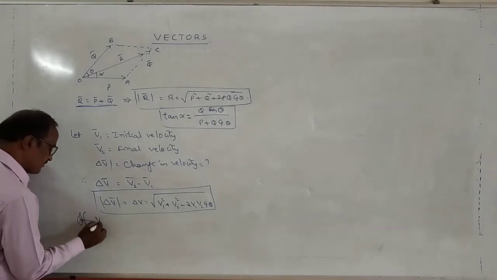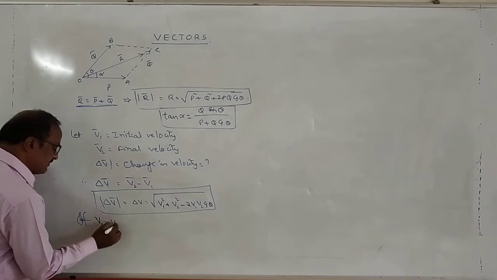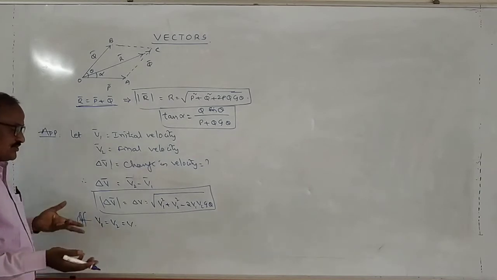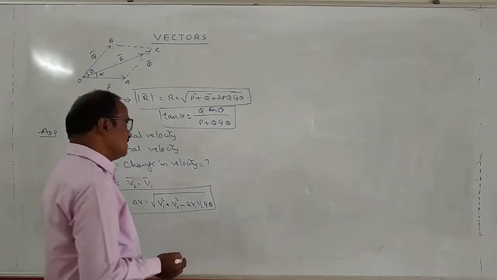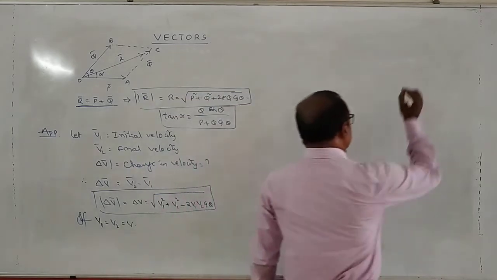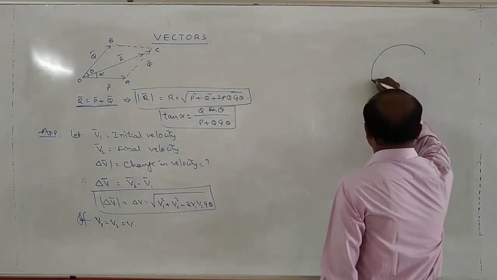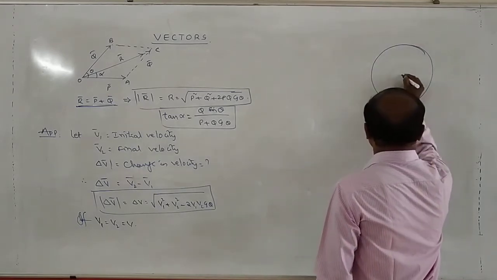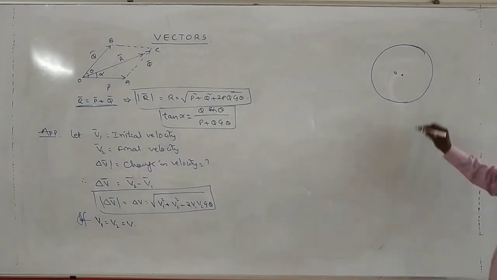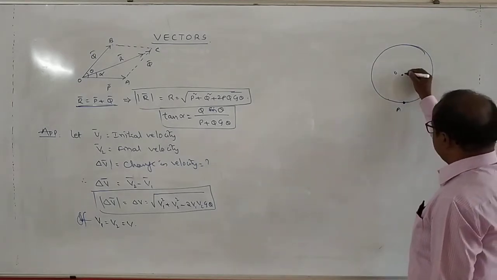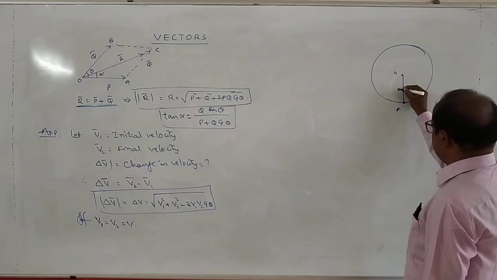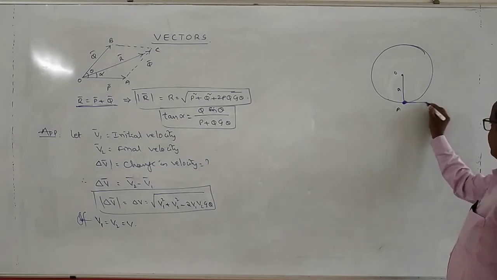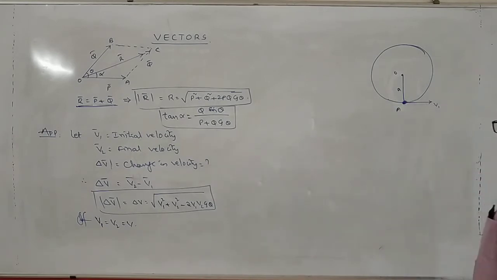Suppose if the magnitude of v1 is equal to the magnitude of v2, is there no change in velocity? It is possible. Suppose a body is moving along a circular path with a constant speed, and suppose O is the center of the circle. At any instant the body is at the point A, where the radius vector is R. At this point the velocity of the body will be along the tangent drawn to the circular path, which is equal to v1.